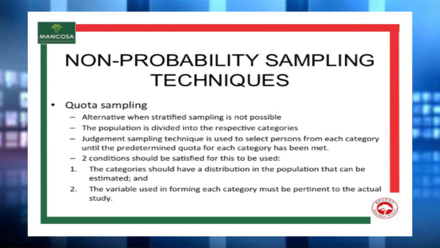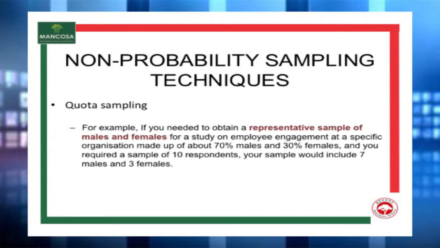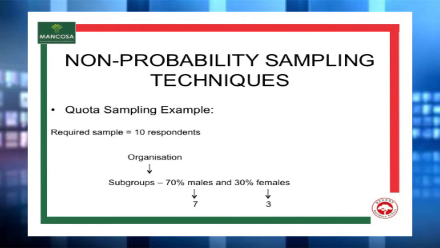The categories should have a distribution in the population that can be estimated. And secondly, the variable used in forming each category must be pertinent to the actual study. For example, if you needed to obtain a representative sample of males and females for a study on employee engagement at a specific organization made up of about 70% males and 30% females, and you required a sample of 10 respondents, your sample would include 7 males and 3 females.